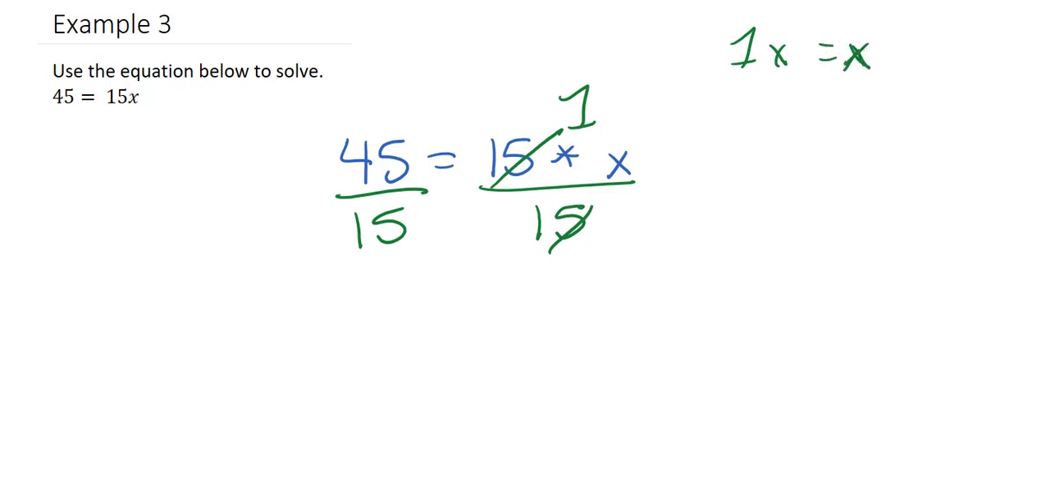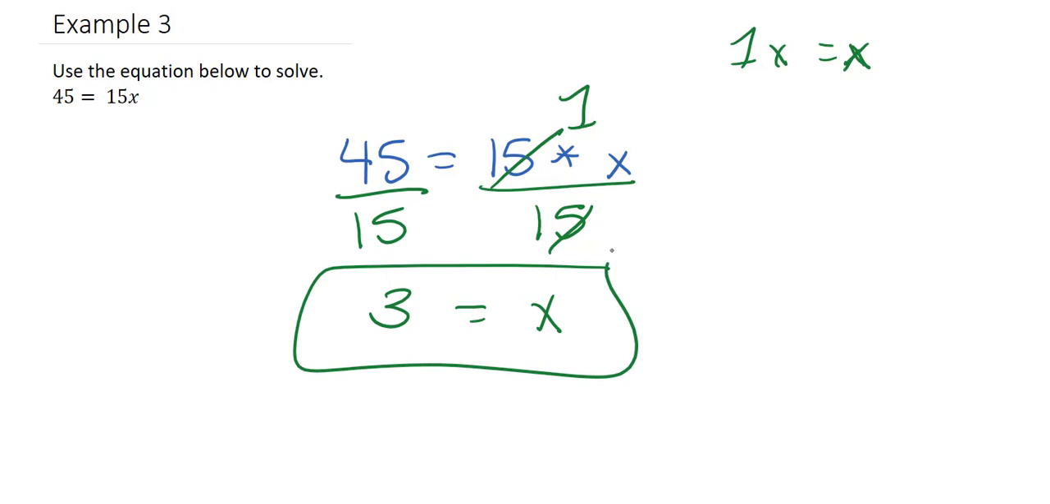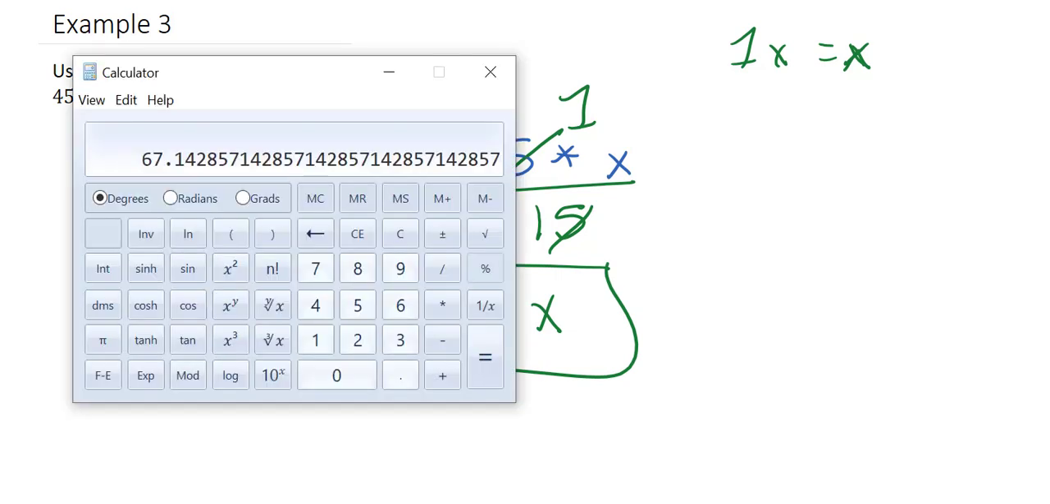This means the same thing. You can always put a 1 in front of a variable if it's all by itself. Now, x then is equal to 45 divided by 15, which is 3. So x is equal to 3. And if you aren't sure if I'm right, you could just go 3 times 15, and we get 45. So it checks out.